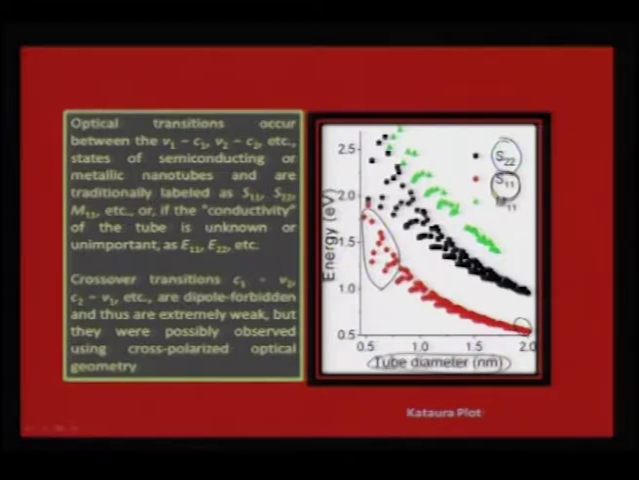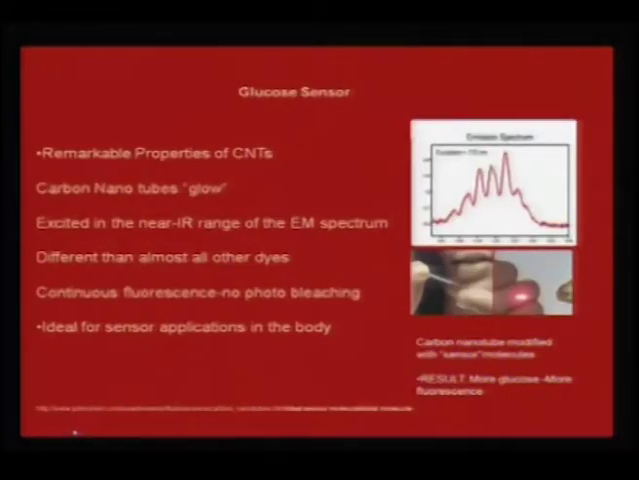So, this is one thing that we should bear in mind, and another important thing that we should see is that a crossover transition from C1 to V2 and C2 to V1 is also possible, although they are dipole forbidden transitions. So, all this does influence the photoluminescence, and based on this several applications have been attempted.